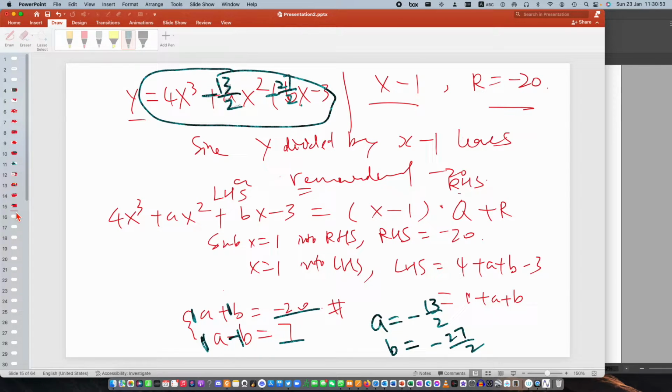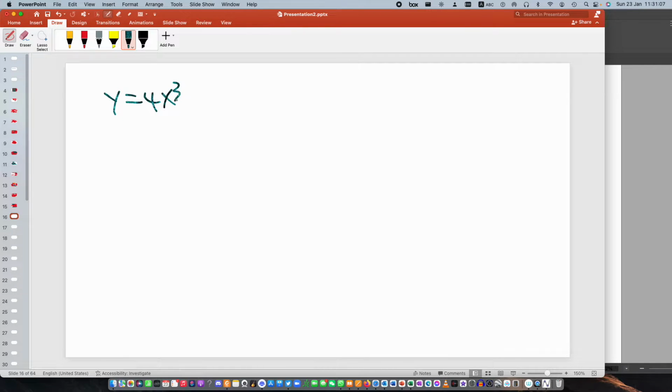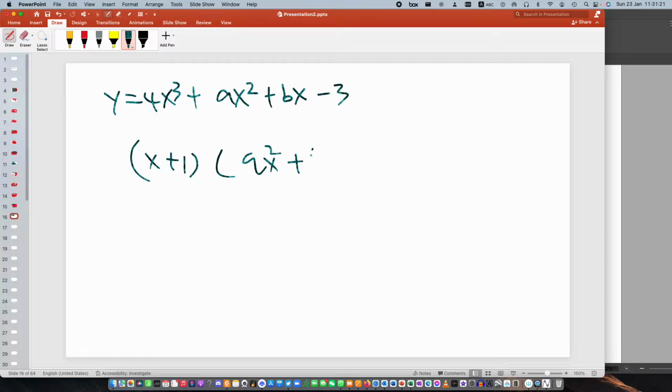So x plus 1 is a factor. So now you can use... okay. That means this multiplied by this equals that, right? Hold on, I think you are right, but just write it down first. So you are having this, minus 3, right? They say x plus 1 is a factor multiplied by px squared plus qx plus r.